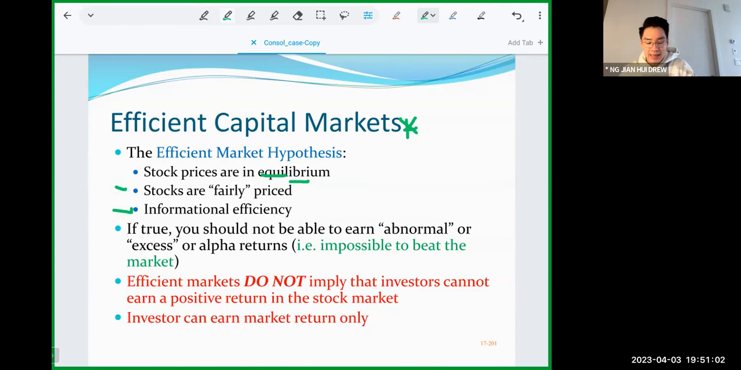I want to highlight that this is a theory. The efficient market hypothesis is a theory, and it has actually been shown that in real life, we are not in an efficient market. What does that mean? It means that stock prices are not in equilibrium, stocks are unfairly priced, and information is inefficient. So in real life, it is not really an efficient market.